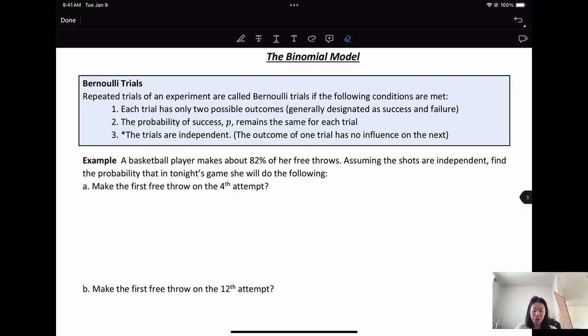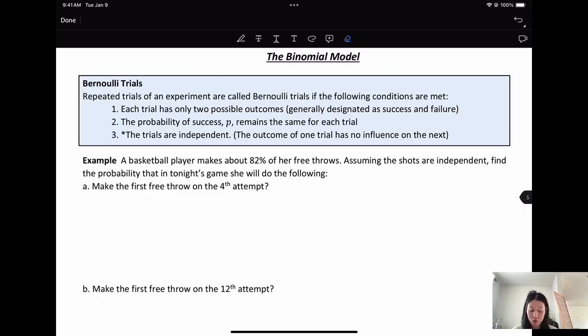Hi, in this video we're going to explore the binomial model. Before the binomial model, we need to know what binomial trials are. Repeated trials of an experiment are called binomial trials if the following conditions are met.